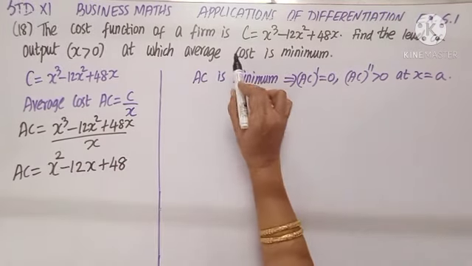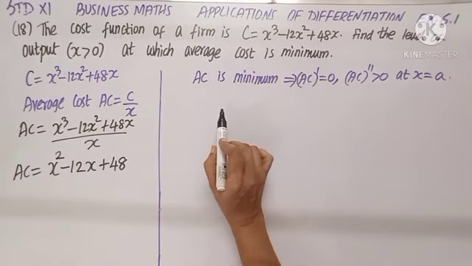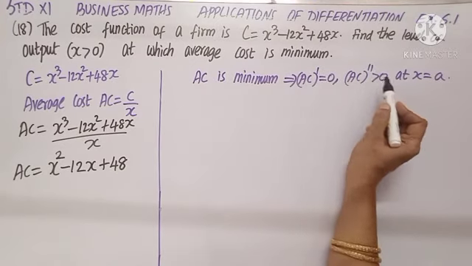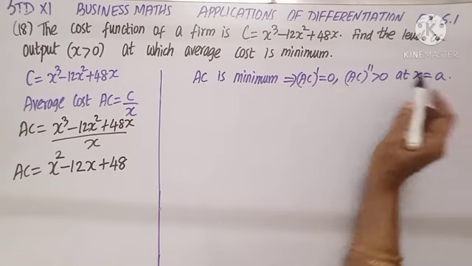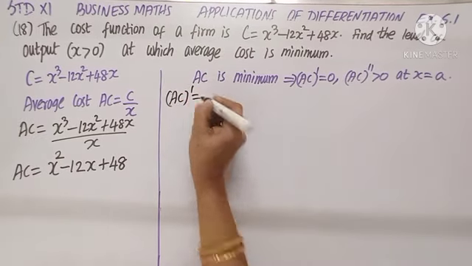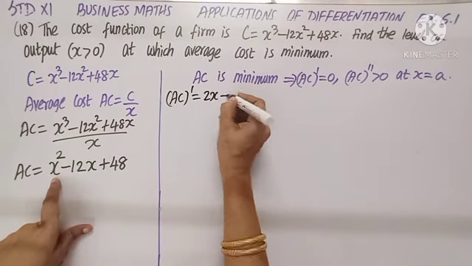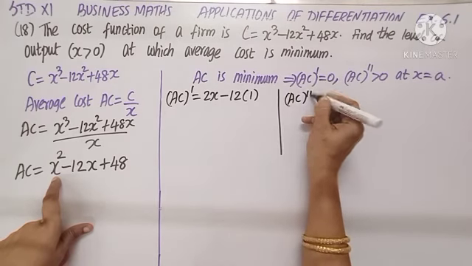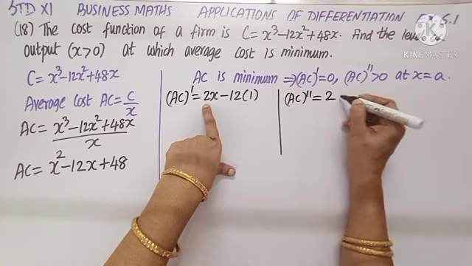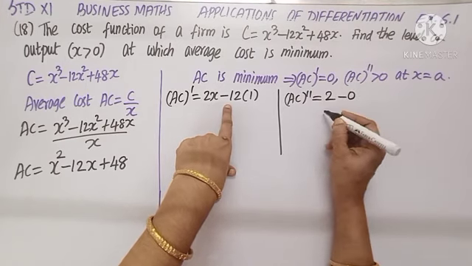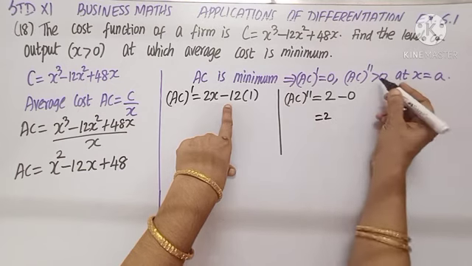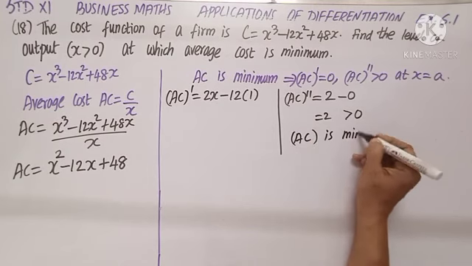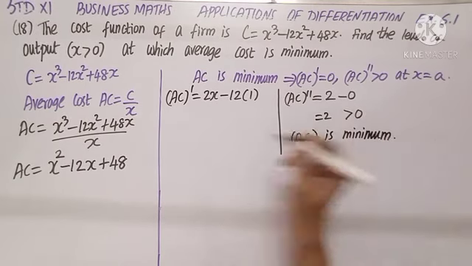The question is, average cost is minimum. AC is minimum if the first derivative is 0 and the second derivative is positive at some x value. Find out AC dash. X square becomes 2x, minus 12 into x becomes 1. What is AC double dash? 2x becomes 2, 12 becomes 0, or I will say only 2, that is definitely greater than 0, implies AC is minimum. Now I must know the x value.